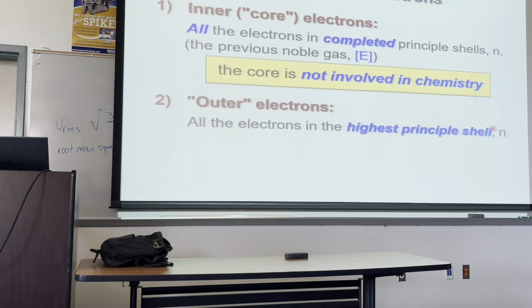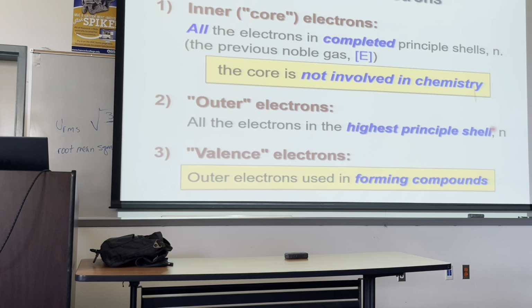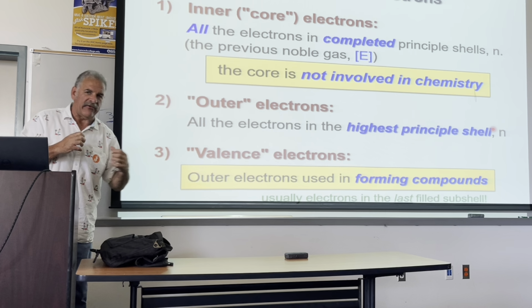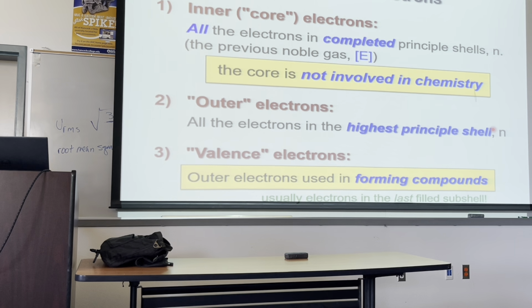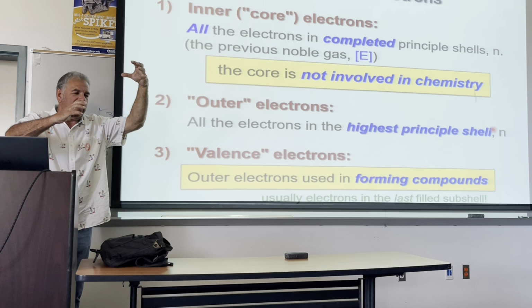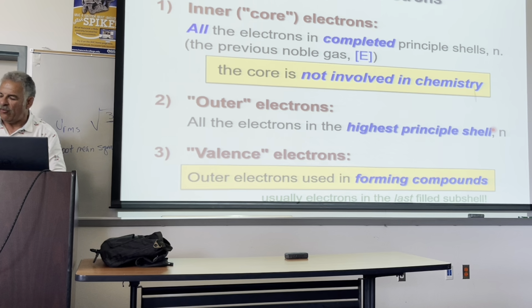Outer electrons are all the electrons in the highest principal shell. So the N number defines the outer electrons as well as the inner electrons. Valence electrons are the outer electrons used in forming compounds, whether we transfer electrons in a redox or have ionic bonds or share electrons covalently, it's always in the outer shell. So if a big element with N equals 5 gets together with an element of N equals 1, it's still taking place on the outer edges of both elements.